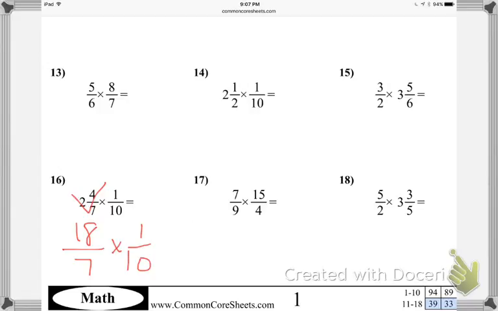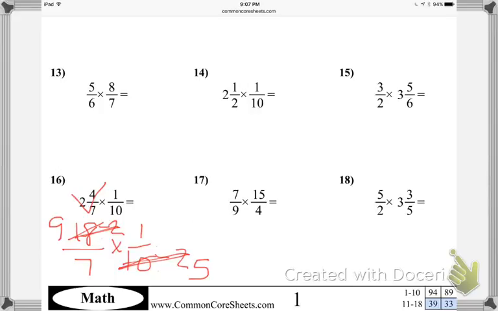Times 1/10. If I can cross cancel, I'm going to do it because it makes it easier. I know that those both are even numbers. Since they are both even numbers, I know that at least it can be divided by 2. If I can think of something greater than 2, that's even better. So I'm going to go ahead and divide by 2. This crosses off to be 5, and this crosses off to be 9.